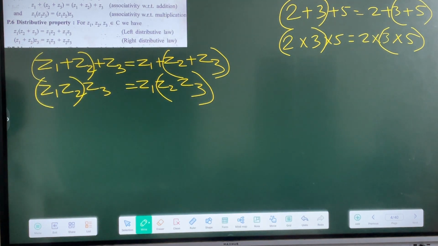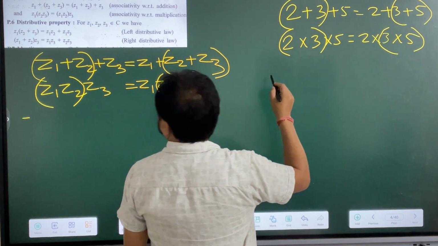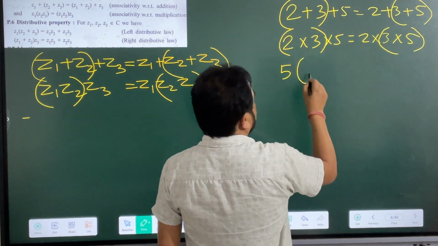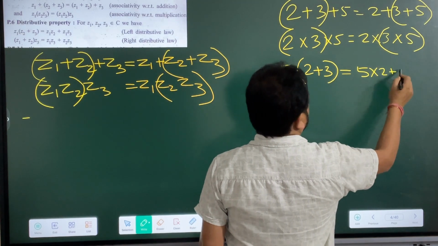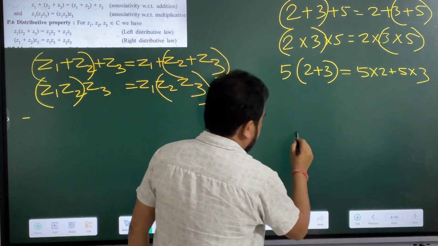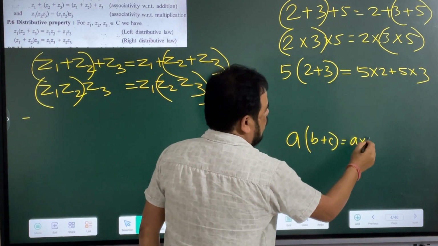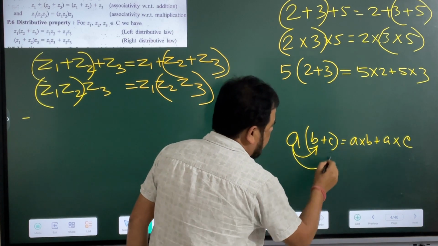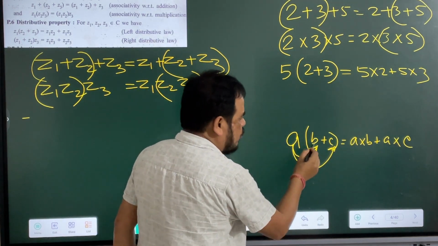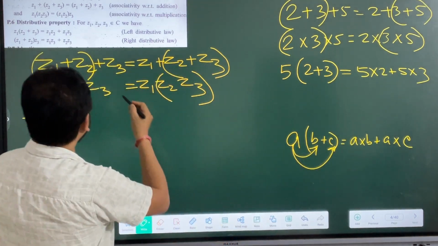Then the distributive property. This one also I will show you with one example: 5 into 2 plus 3, no, 5 into 2 plus 5 into 3. In general math you have this one: A into B plus C equals A into B plus A into C. This one you have already. A is distributed to B and also to C. Distributive property.